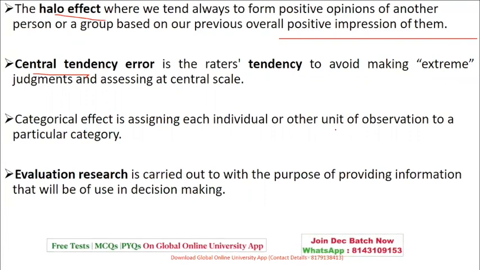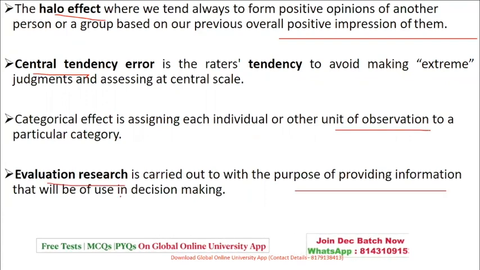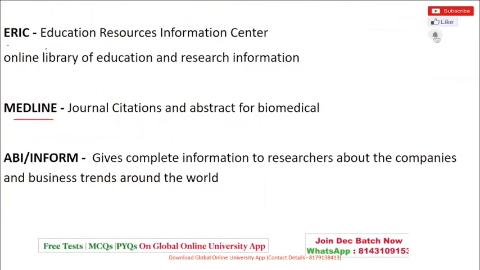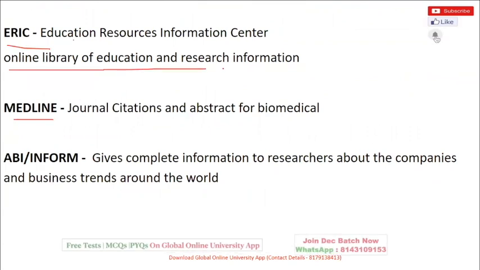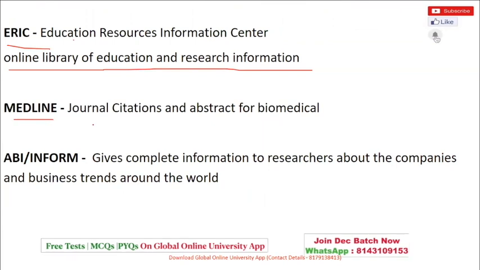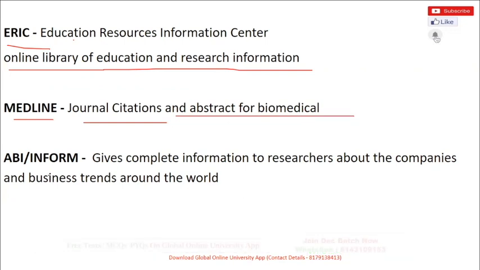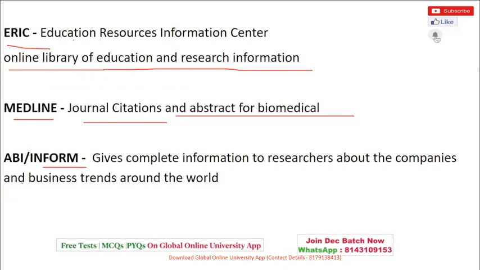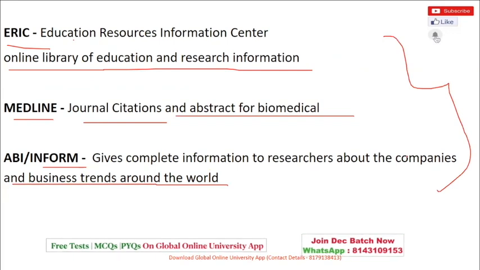Categorical effect is based on the unit of observation, and evaluation, which is based on the purpose of providing information. Now, there was one question in the form of ICT. ERIC is nothing but Education Resource Information Center, which is an online library of education and research information. Medline is a general citations journal, which has citations and abstracts for biomedical literature. ABI/Inform gives complete information to researchers about companies and business trends around the world. So you just have to keep this in mind in the form of ICT.